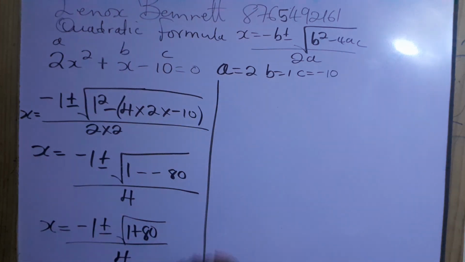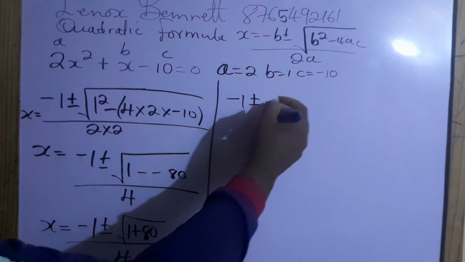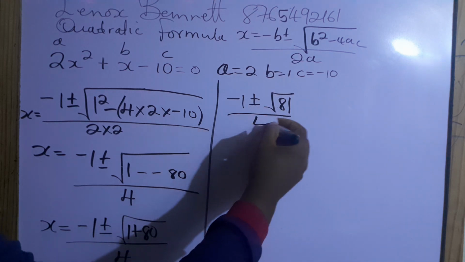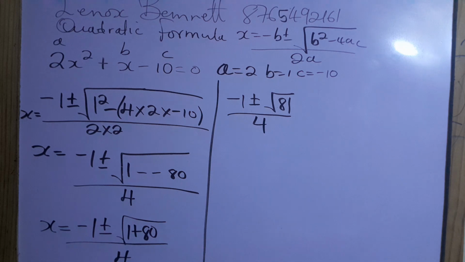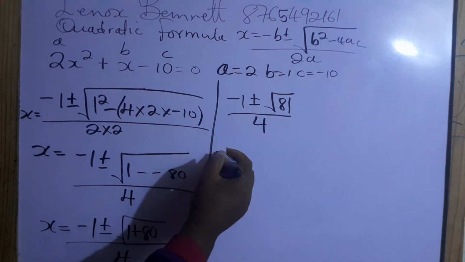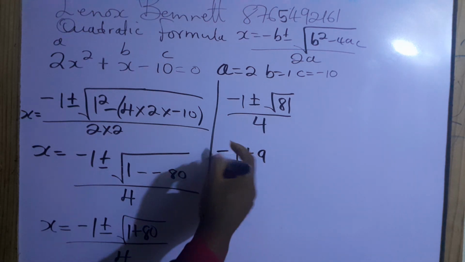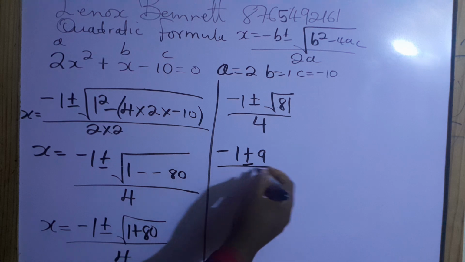Alright, let's put it in perspective more. Negative 1 plus or minus the square root of 81 all over 4. So now we find the square root of 81. What number multiplied by itself gives us 81? And that would be 9. So we put the plus or minus 9 over 4.